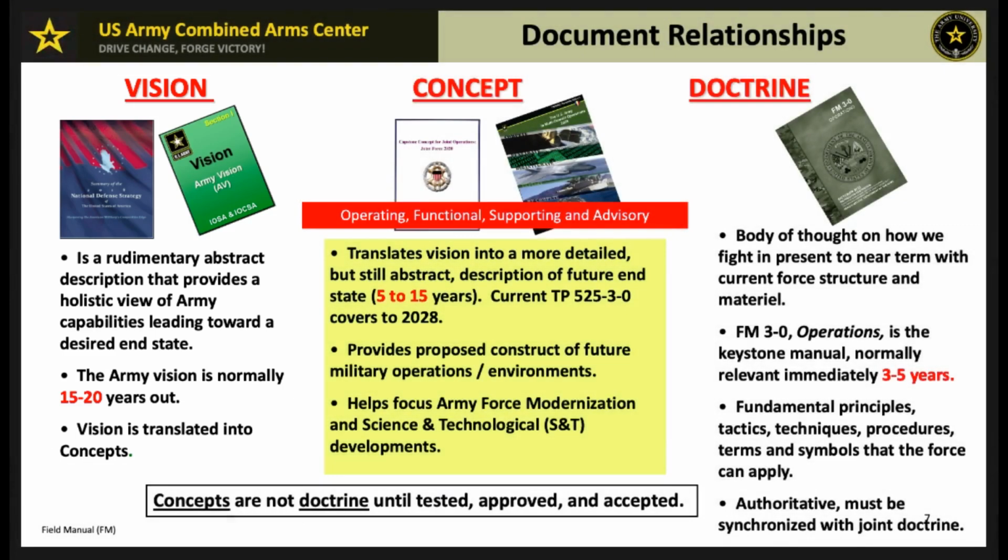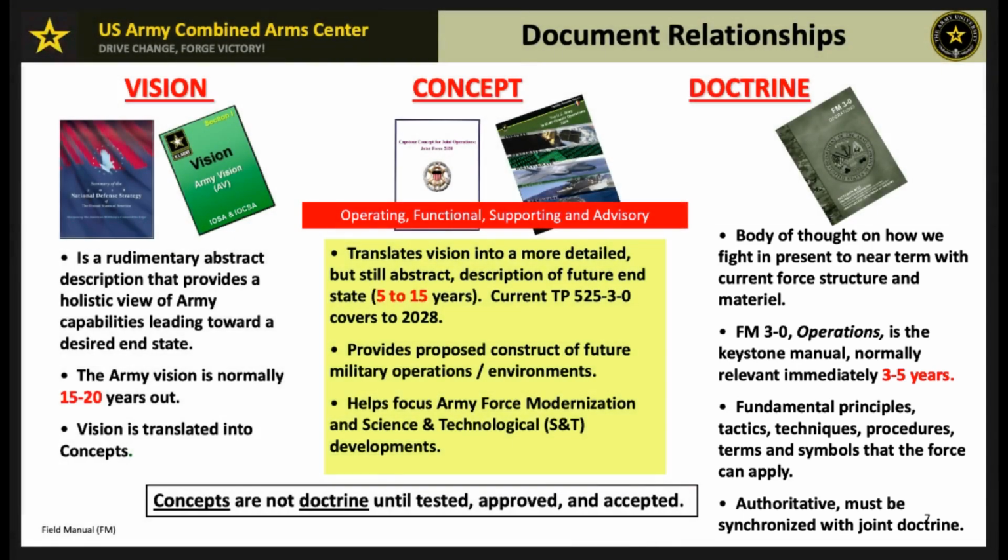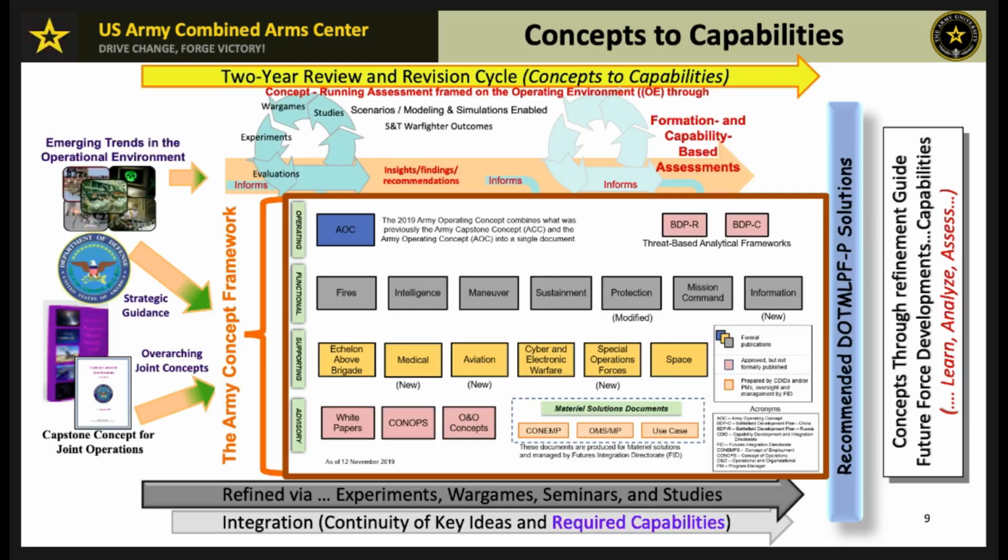Concepts detail a future state, 5 to 15 years out, and doctrine applies validated principles and practices relevant in the near term. That's 3 to 5 years. The process is not strictly linear, as real-world needs and crises can influence any stage, impacting subsequent development and implementation across the force. This diagram is a snapshot showing how the Army turns joint concepts into land capabilities.